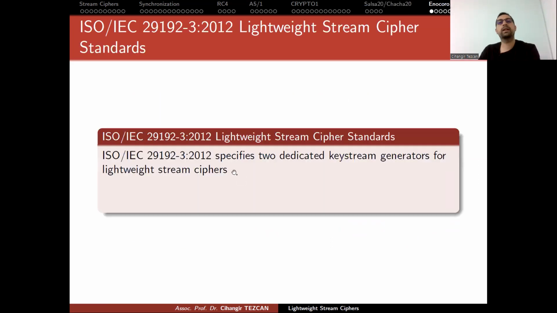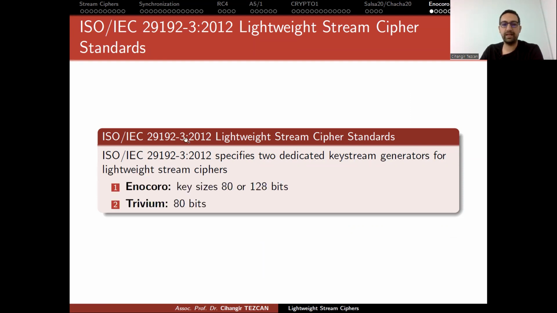But we also have lightweight stream cipher standards in ISO. So these standards were determined in 2012. And I just checked recently, and this is the final version. So nothing changed until 2022. So there are two dedicated key stream generators for lightweight stream ciphers.